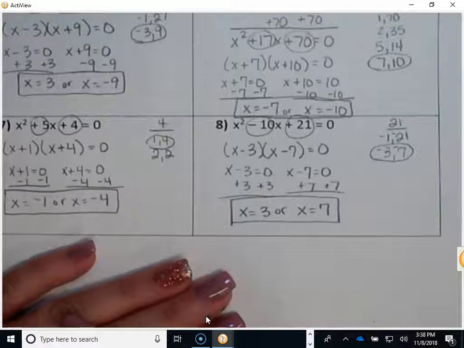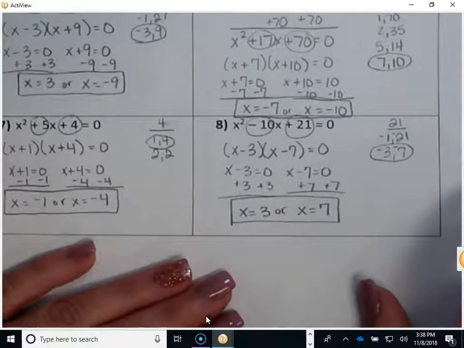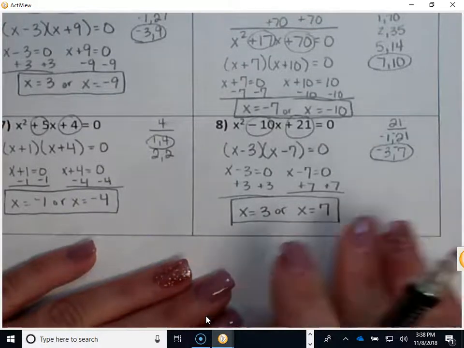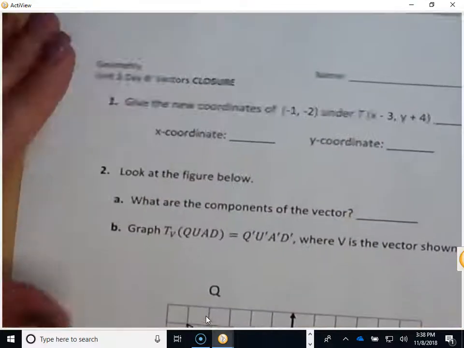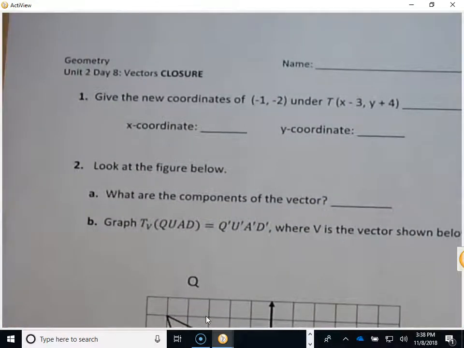Alrighty. Warm-up's done. If I went too fast, rewind, pause, whatever you've got to do to get caught back up. And then make sure that you turn your warm-up and closure into the bin once you're done with the closure. Remember, the closure's on the back. Can't do the closure until you've gone through the notes, though, so you know what you're doing.